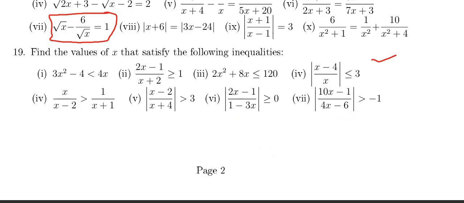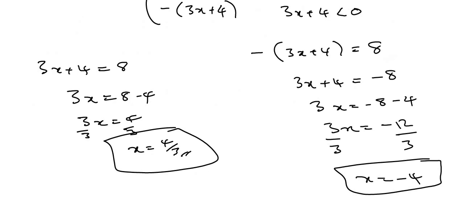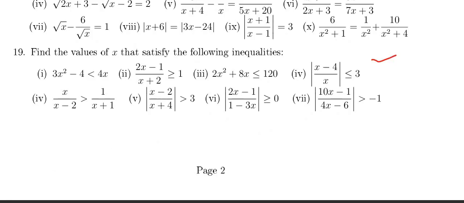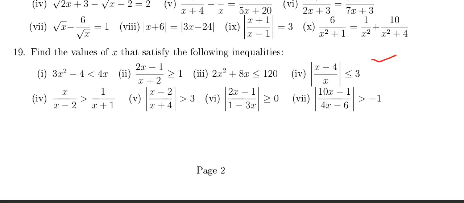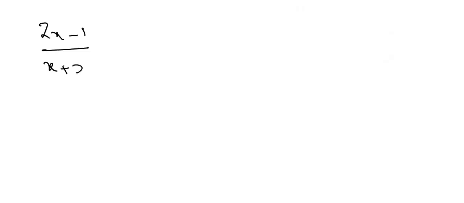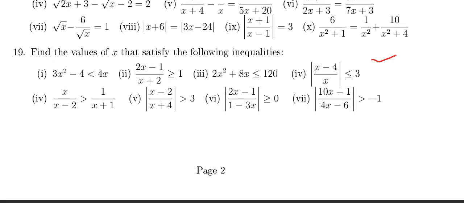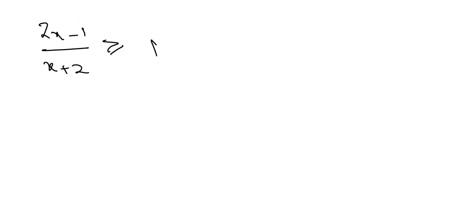Then let me solve for you this one here, number 2, the one I skipped. So number 2, when there is no modulus symbol, first and foremost, whenever there are inequalities, please know that you cannot cross multiply. So 2x minus 1 over x plus 2 is greater than or equal to 1. You cannot cross multiply, so you have to take the 1 to the other side. All the time, you take everything on the right to the other side. We cannot cross multiply when it's an inequality.